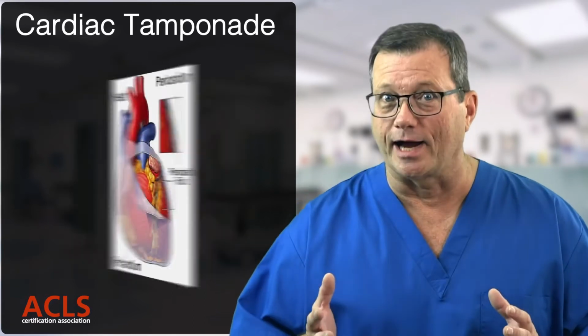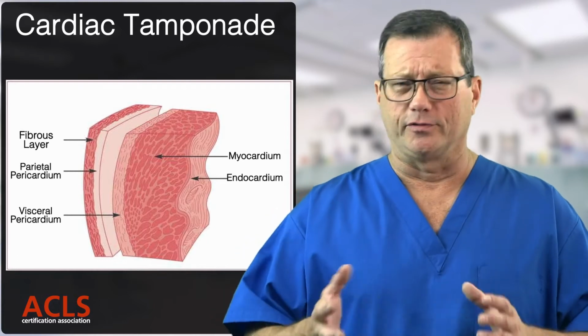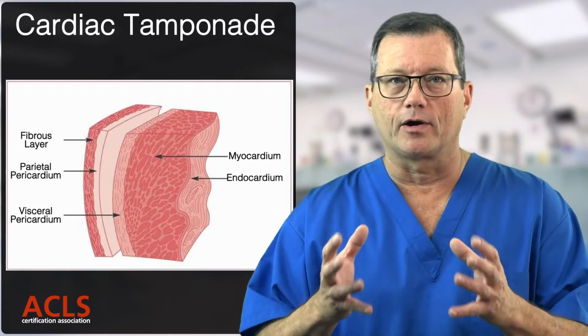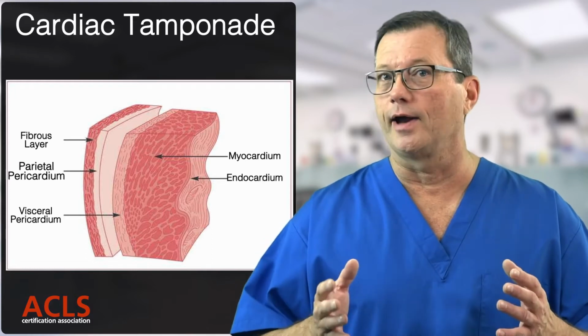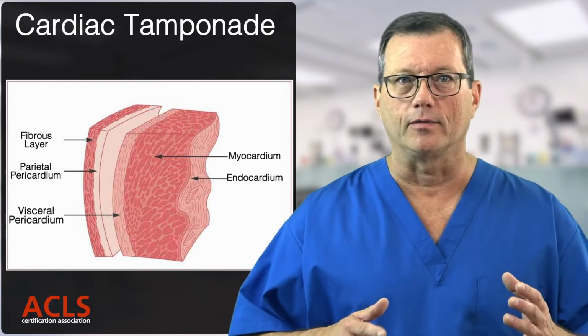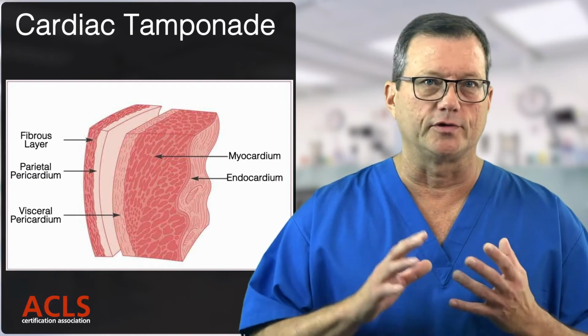Starting from the outside is the fibrous layer. This is a tough layer of the pericardial sac. Moving inward, we have two more layers, the parietal layer and the visceral layer, the visceral layer being closest to the heart.